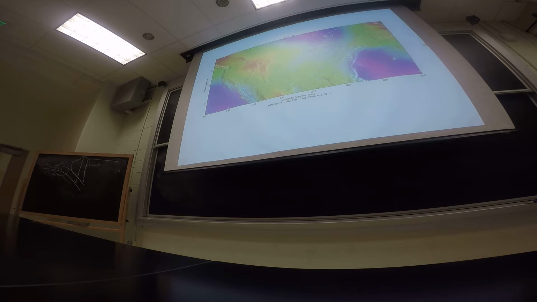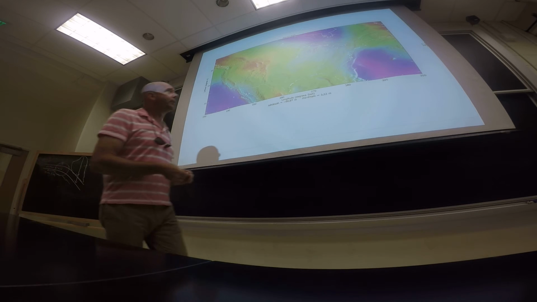What about up here in Hudson's Bay? Anybody know what that is? Why is that negative? Well, that's associated with the glaciers, the ice age. Basically, the glaciers push down the crust, and it hasn't rebounded yet. It's still coming back up very, very slowly.